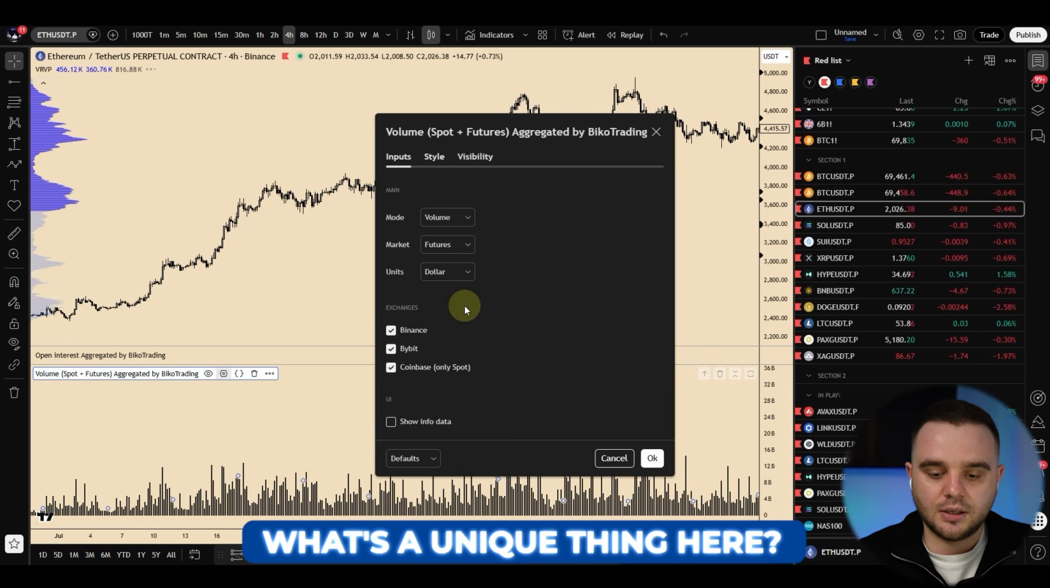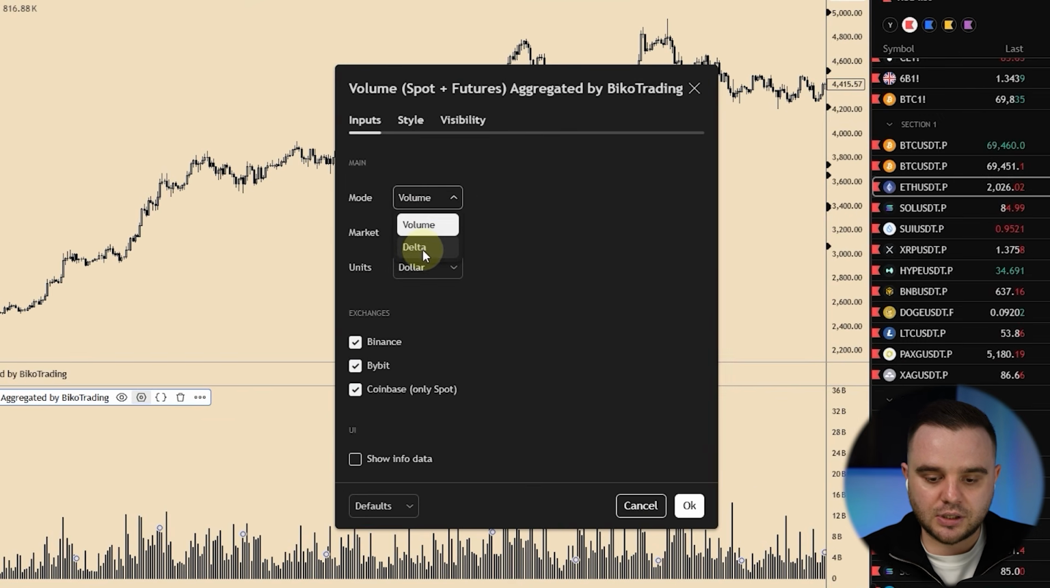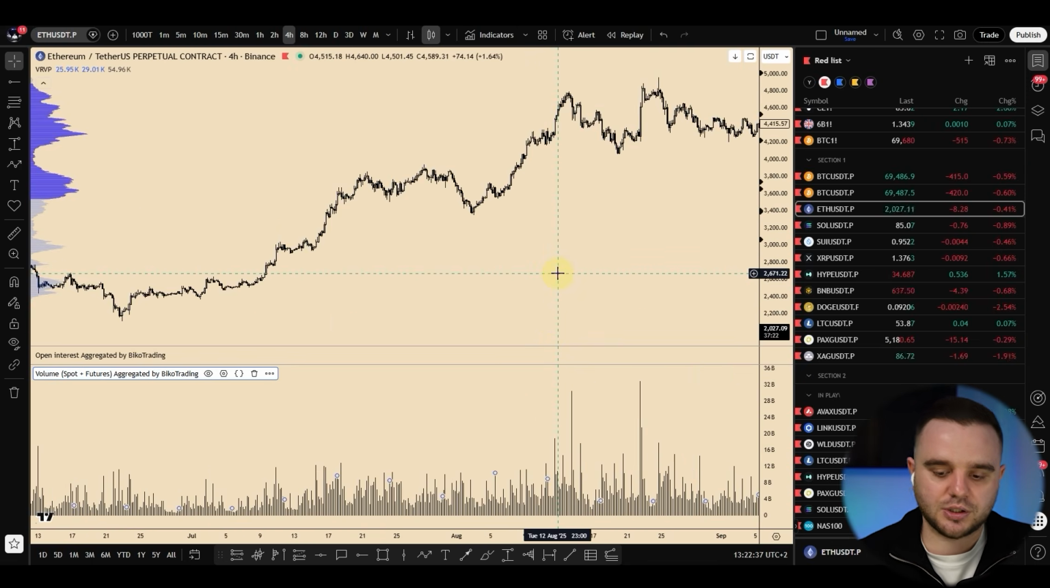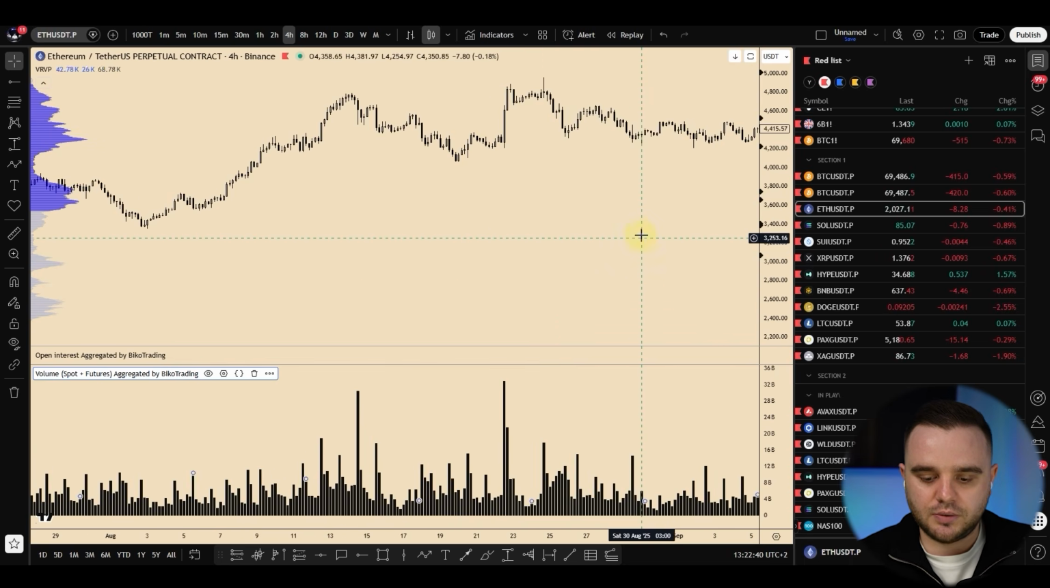First, you can analyze volume, plus you can analyze delta. You can use market, spot or futures. You can analyze volume in USD or coins, and you can choose the crypto exchanges where to analyze it. As you can see, Coinbase is only for spot, because Coinbase is a spot exchange. If they start trading futures, we will add it.